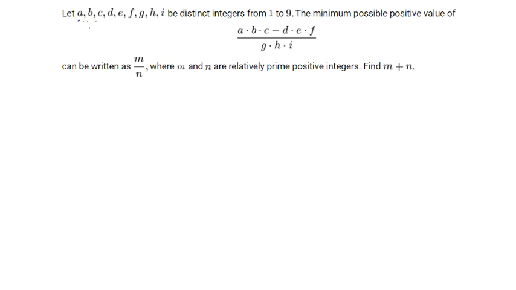Let A, B, C, D, E, F, G, H, I be distinct integers from 1 to 9. The minimum possible positive value of (ABC minus DEF) divided by GHI can be written as M over N. So we need to find the minimum possible positive value of this thing.